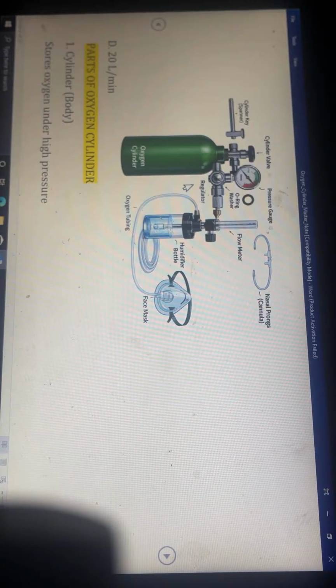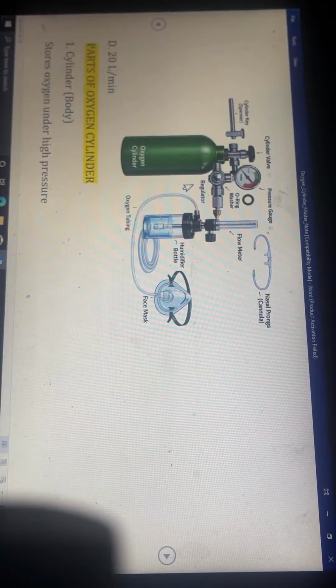Don't forget it. It's not something to forget. It is as simple as this. Regulator regulates pressure. It helps to reduce high pressure to normal pressure the patient can accept.